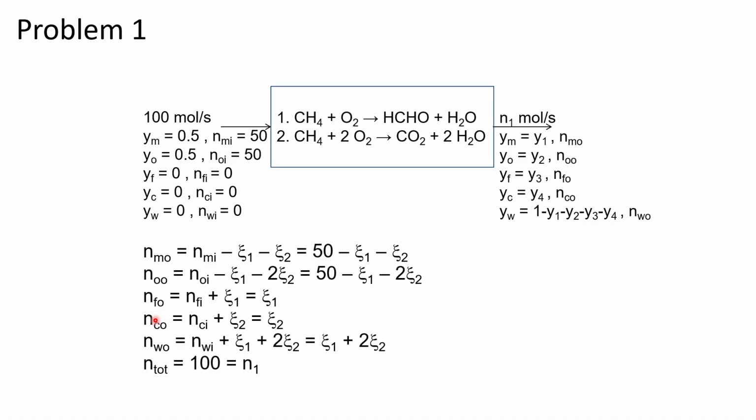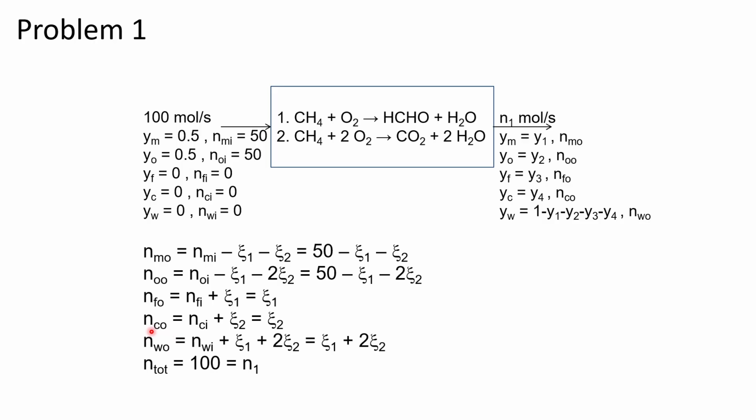Next, let's look at formaldehyde. The flow rate of formaldehyde out is equal to formaldehyde in, which we know is 0. Then we'll look at the first reaction to determine any contribution from it due to generation or consumption. Formaldehyde is a product in the first reaction, so we'll put a plus. The stoichiometric coefficient is 1, and we'll multiply by the extent of the first reaction. So this becomes 0 plus Xi1, which is Xi1.